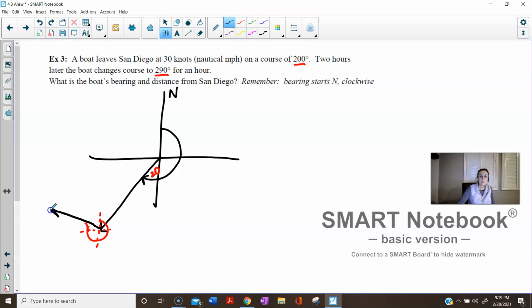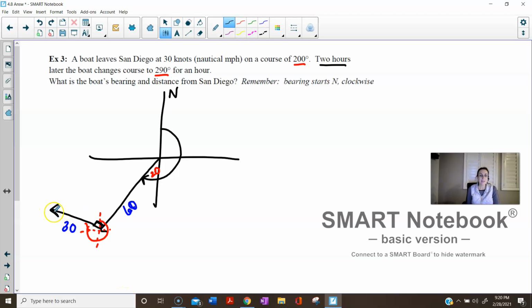All right. Now, the length is the distance traveled. And so if the boat's traveling 30 nautical miles and it goes for 2 hours, that means that it went 60 nautical miles. And then it changed direction and it went another 30 nautical miles because it only went for 1 hour. Now, changing direction, you can see if it's 290 subtract 200, this angle right here where it changed direction happens to be a 90-degree angle.